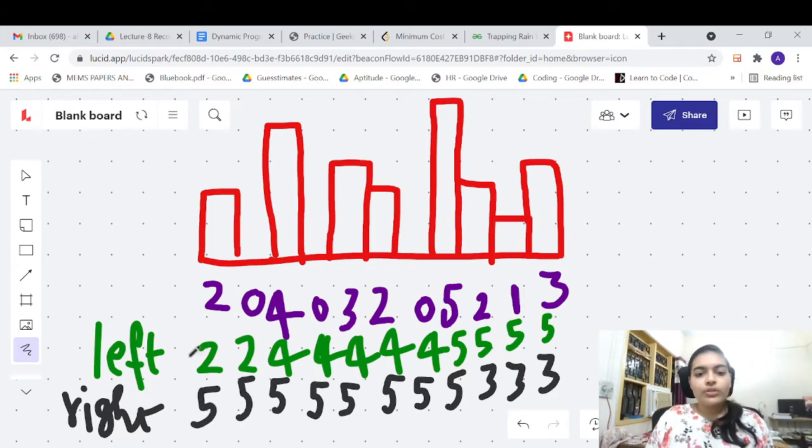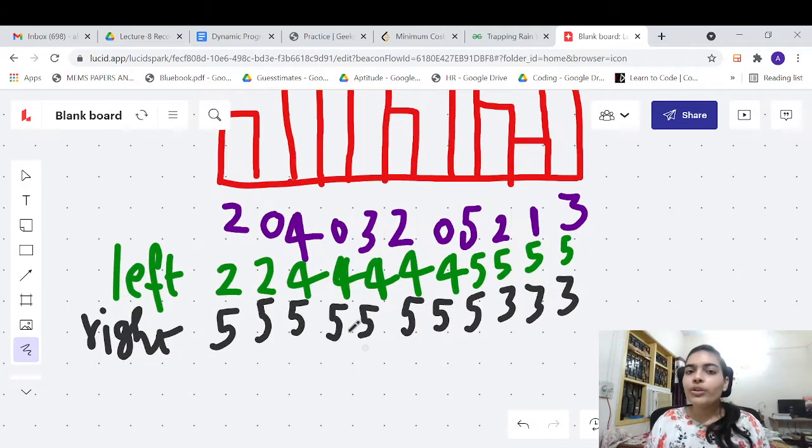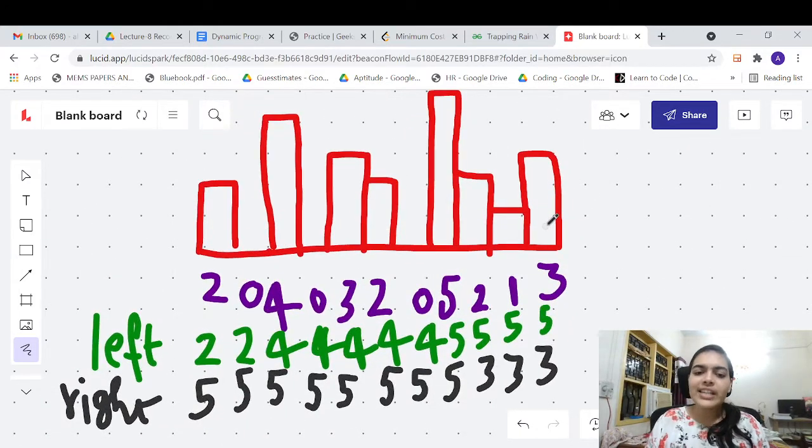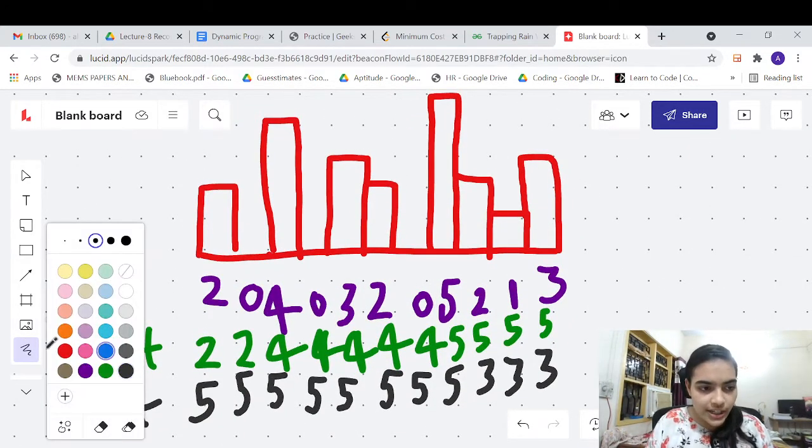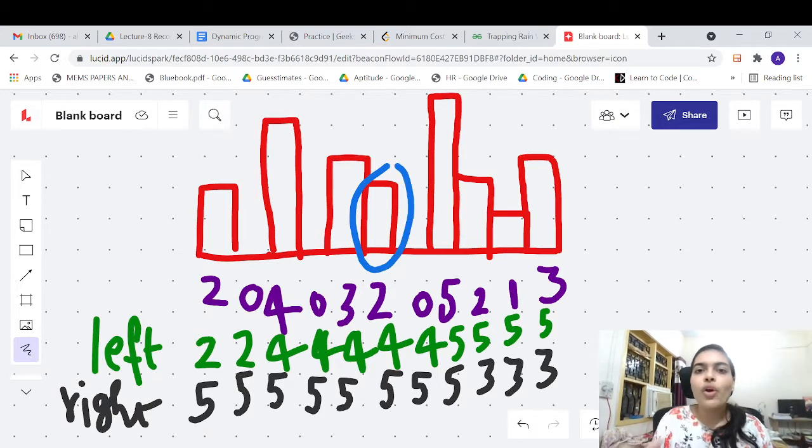Now we have a left array and we have a right array. How do you use them? Let's take any one block and try to understand. Let's say we take this particular block. How much water will it store?